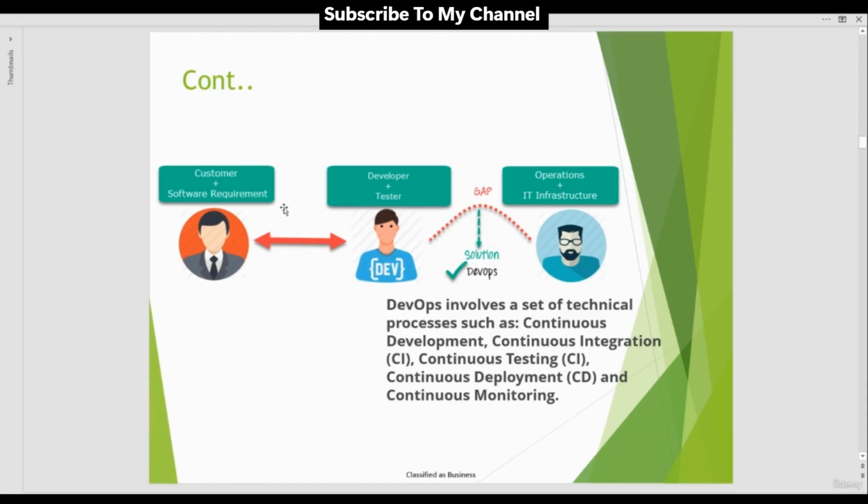Then we have the development team and the operations team. There is a gap between both of the teams. So this gap we need to address, that has been addressed by DevOps. So DevOps involves a set of technical processes such as continuous development, continuous integration, continuous testing, continuous deployment, continuous monitoring, infrastructure as a code, configuration management, automation. The different set of technical practices and habits has been provided by DevOps, which will further address the gap between the development team and the IT operation team.